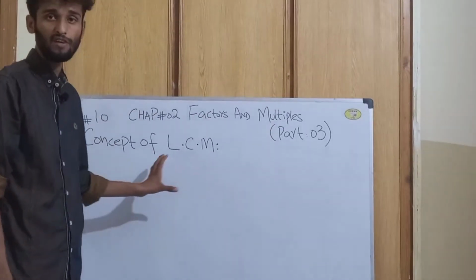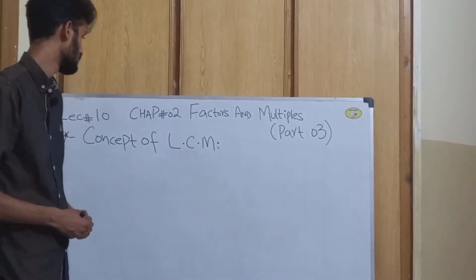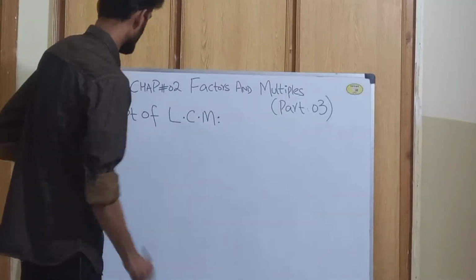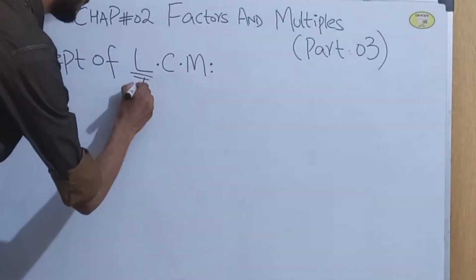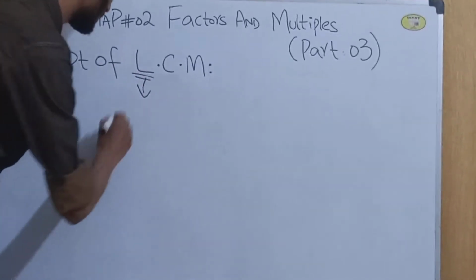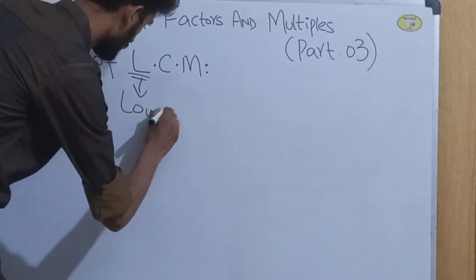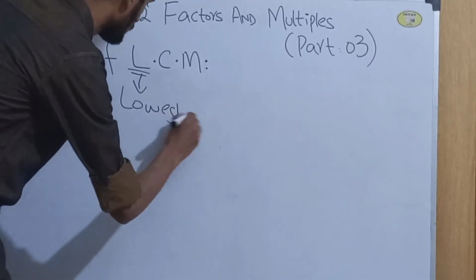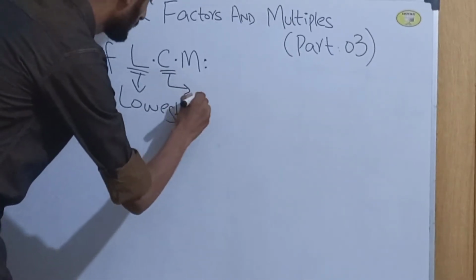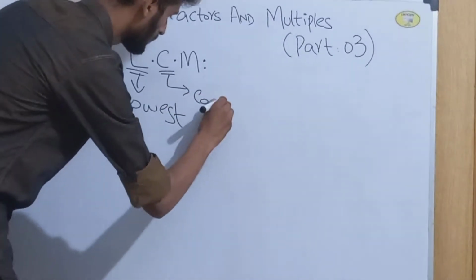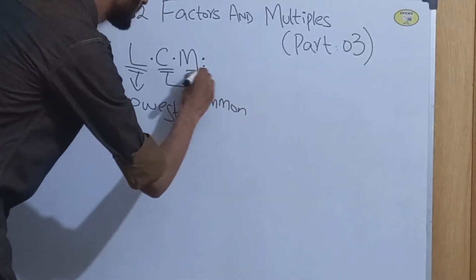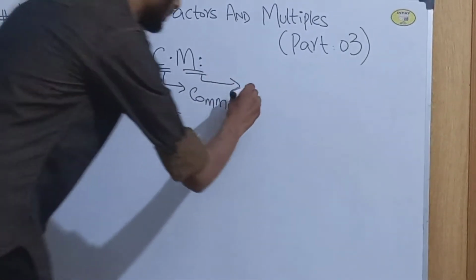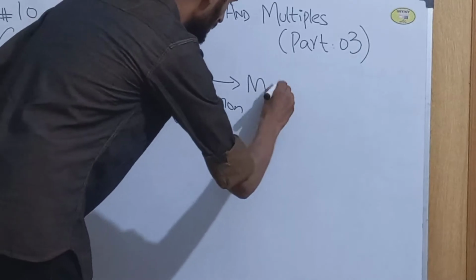In this video, we will understand the concept of LCM. So, what is LCM? In LCM, the L stands for lowest, C stands for common, and the M stands for multiple. So the lowest common multiple is LCM.